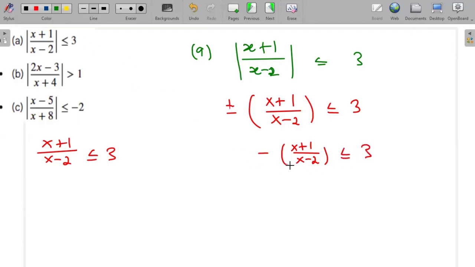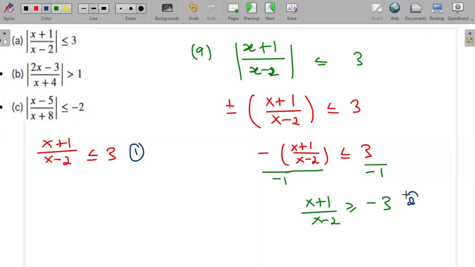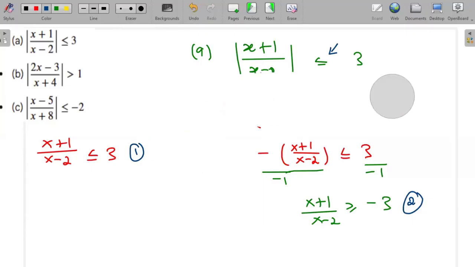So here I'm just going to divide both sides by minus 1, even the other side I divide by minus 1. So what I'm going to get is x plus 1 over x minus 2, and since I'm dividing by a negative, this sign changes direction. So now it will be greater than or equal to minus 3. So the two parts of the inequality that I have are this one, 1, and this one, 2. We're going to solve those, and then their final answers we're just going to intersect, because here we had a less than or equal to. So let's do that now.